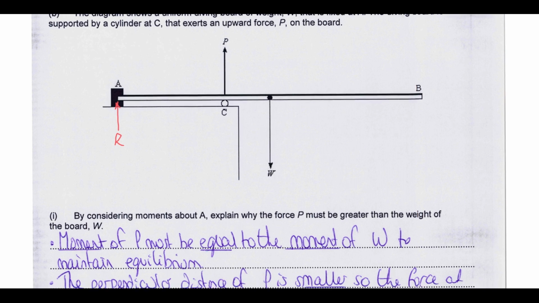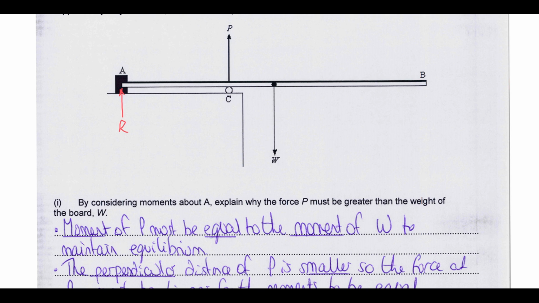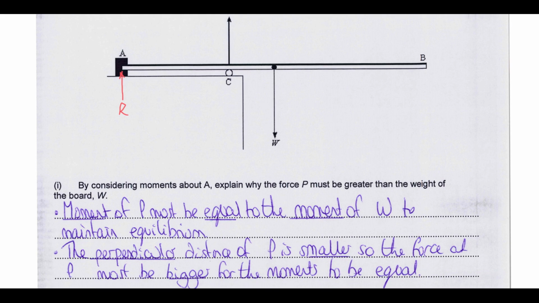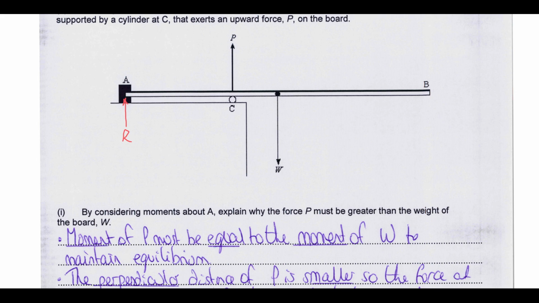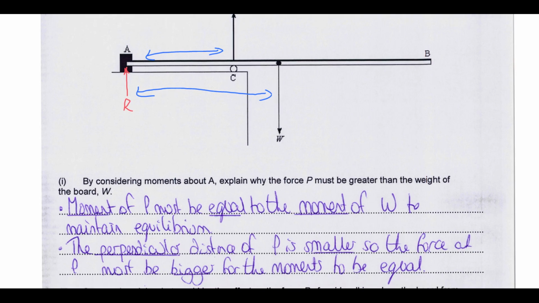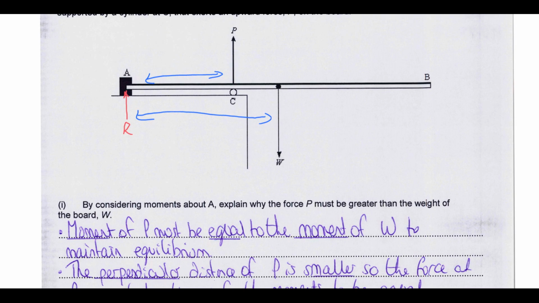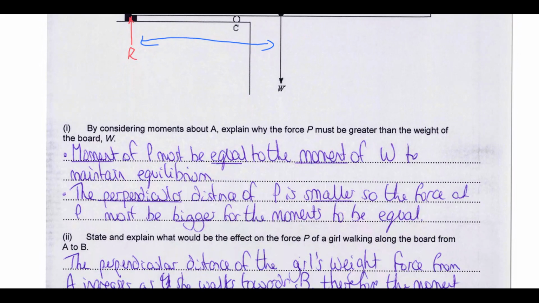So first of all, by taking moments about A, which makes sense because we don't know what R is, but they were quite nice to you in this case because they told you where to take moments about, explain why the force P must be greater than the weight W. So if we take moments about A, R is not going to be a factor, so we only get these 2 forces. So we can see P is this distance away from A, whereas W is this distance away from A. So a lot of people with this recognize the distance, or the perpendicular distance of W is bigger, therefore W has to be smaller. But they gave no reason why that should be the case.